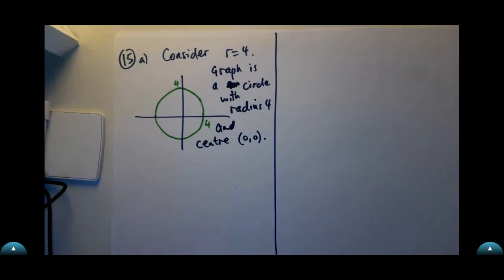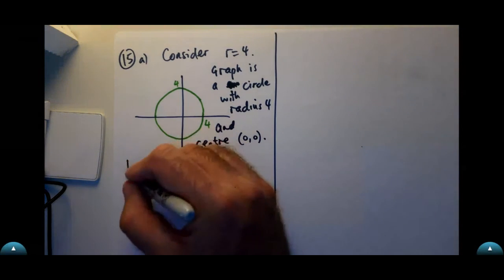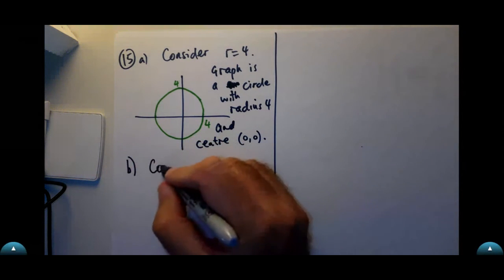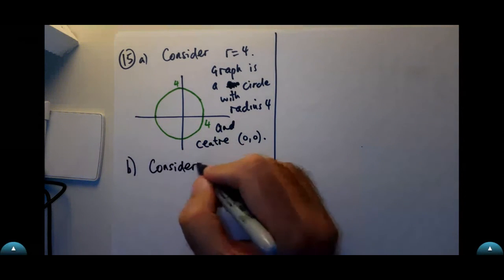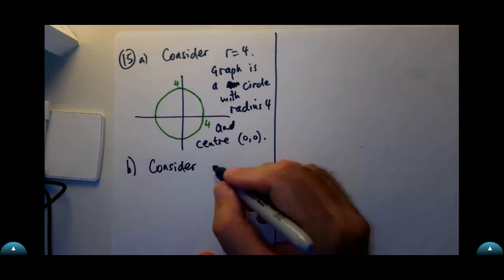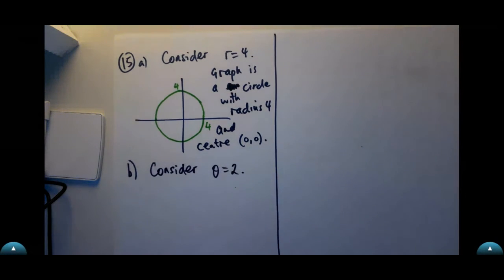Okay, let's do part B. Part B is an interesting one. Now it's a different equation. There's nothing about r here. We just told theta equals 2, and we're talking about radians here, right? We're talking about radians. So does anybody have any idea what the points on this curve, what this curve actually looks like?